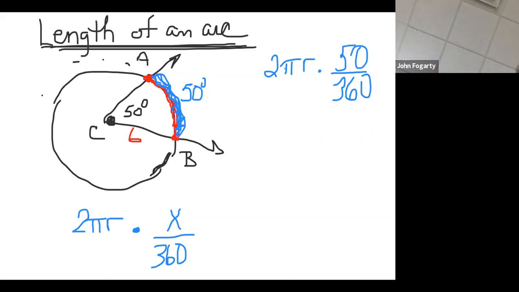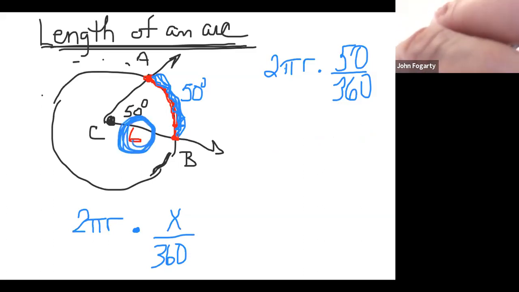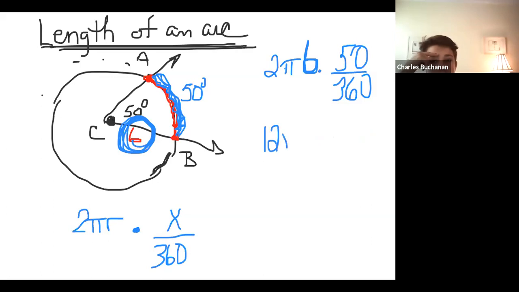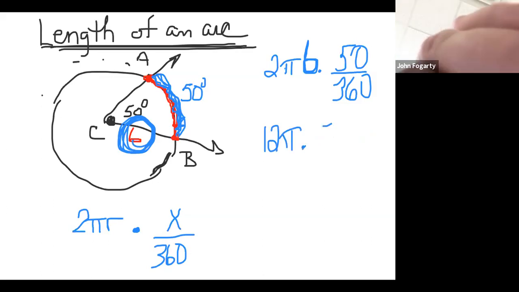And now all I got to do is start doing some work. What's 2 pi r? What's r? 6, right? What's 2 times 6? 12. 12 pi times 50 over 360.